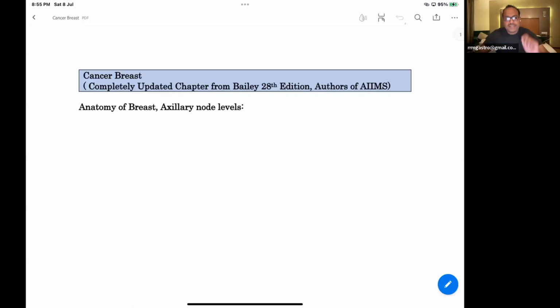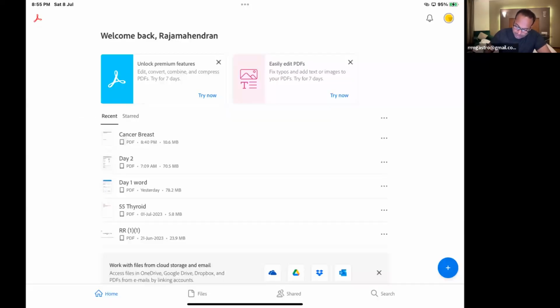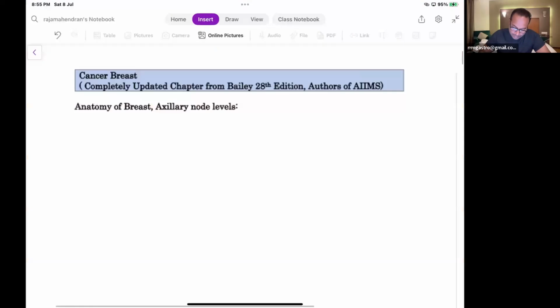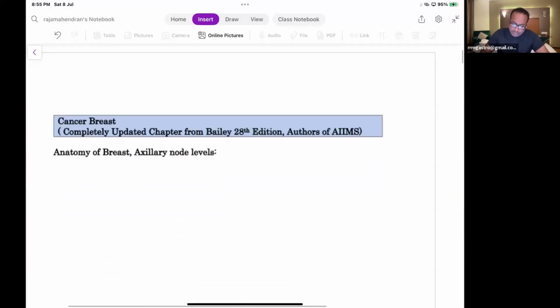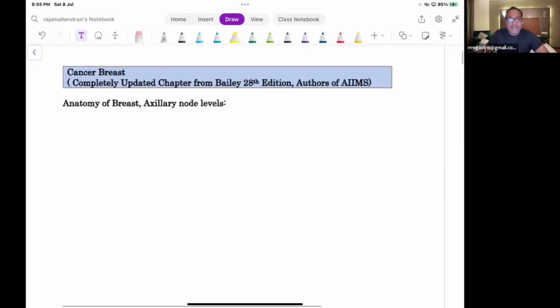Today we are going to discuss one of the important topics, that is cancer breast, which is a very important topic for your exams. Though it is going to be a NEXT or even a normal final year clinical exam also, it will be useful. I am discussing this topic based on Bailey and Love. Let us start with the anatomy of breast.